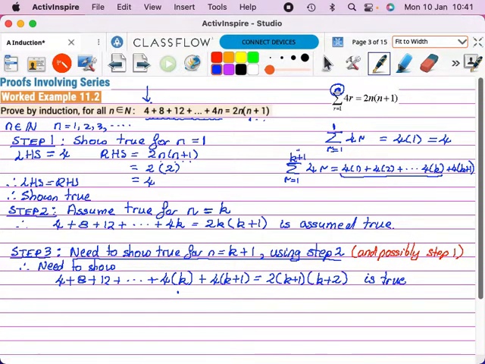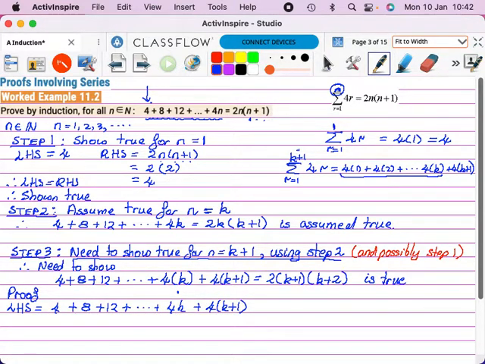I need to show that 4 plus 8 plus 12 plus dot dot dot plus 4 on k plus 4 on k plus 1 equals 2 bracket k plus 1 bracket k plus 2 is true. So what I'm going to do now is undertake that proof. And when you're undertaking a proof of this nature, you start off with the left-hand side and you work slowly to the right-hand side. And if you can't get all the way to the right-hand side, then you start at the right-hand side and work your way back and hopefully meet in the middle.